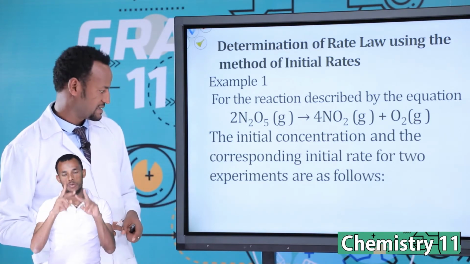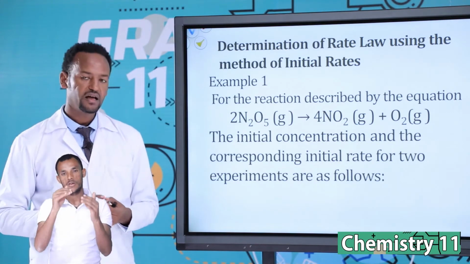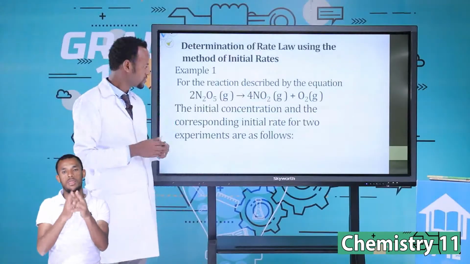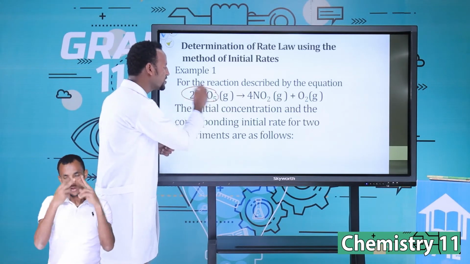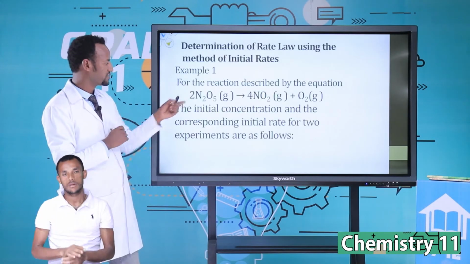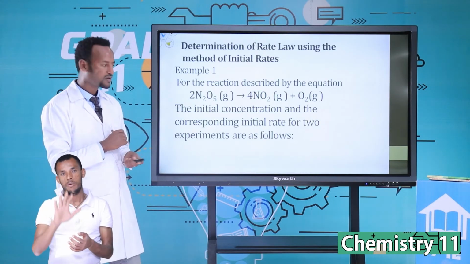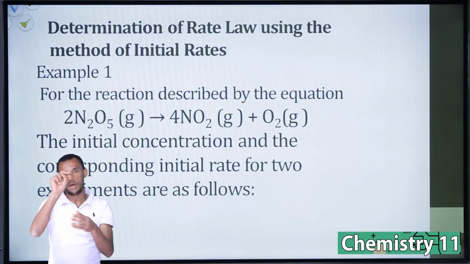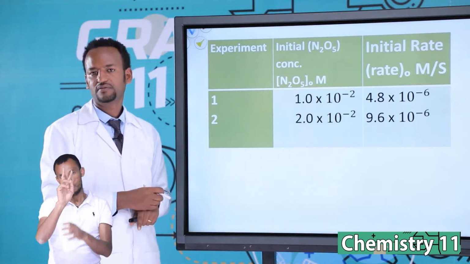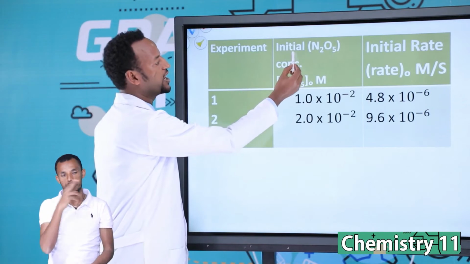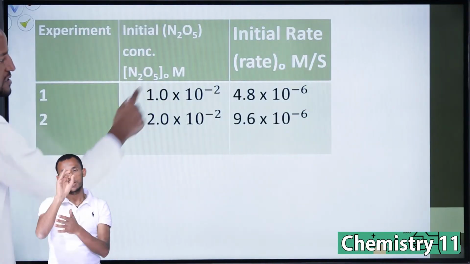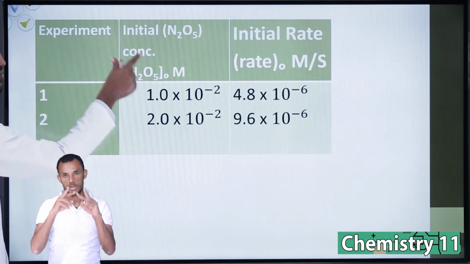The initial concentrations and the corresponding initial rates for the two experiments are as follows. Students, does the rate of chemical reaction depend on the product or the reactant? It depends only on the concentration of N2O5. The reaction is 2N2O5 gives 4NO2 plus O2. The reactant is N2O5. Two experiments are given. Look carefully at this: the square bracket is concentration, and the 0 subscript means initial. Initial concentrations of N2O5, only the reactant.